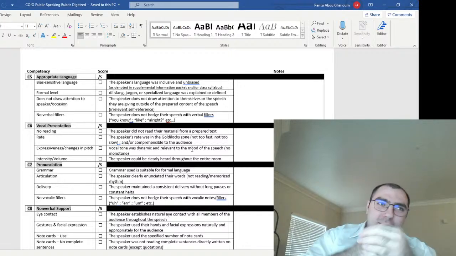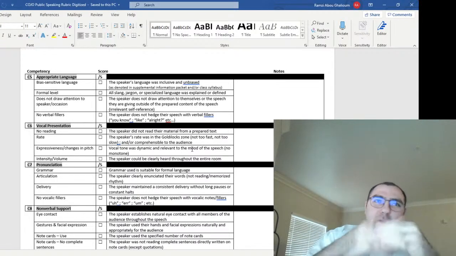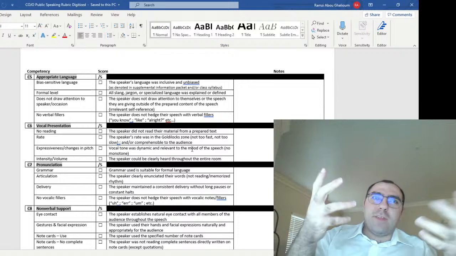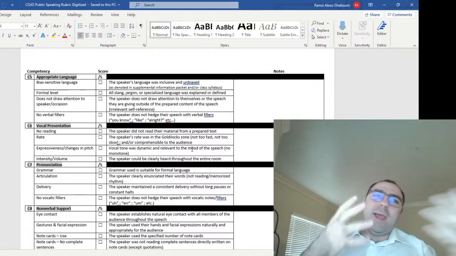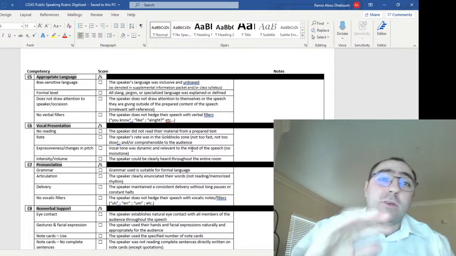It still has to be structured in a way that's formal, and the reason for that is it has to be intelligible. If it's all just a bunch of slang, it becomes unintelligible. And that goes the same for jargon.